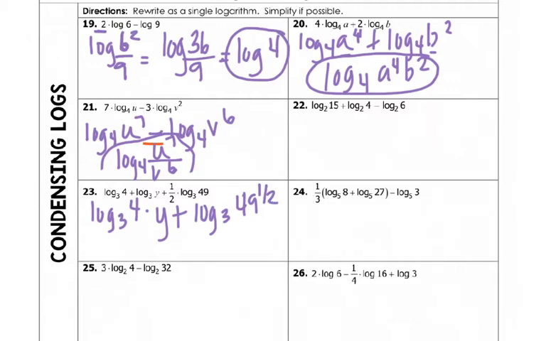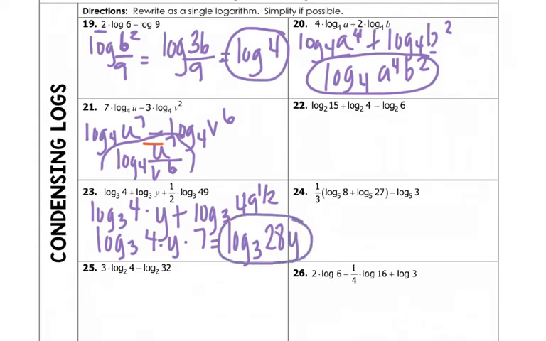And so remember, anything to the 1/2 power is like the square root. So this is going to become log base 3, 4 times y times 7, which is log base 3, 28y. And that's your answer.